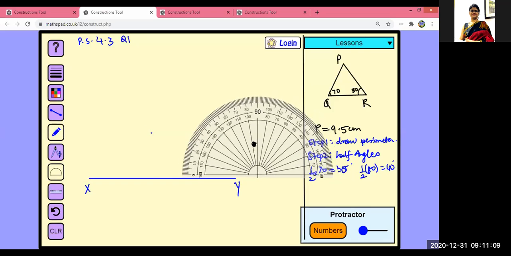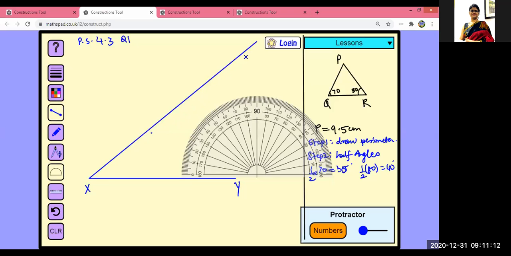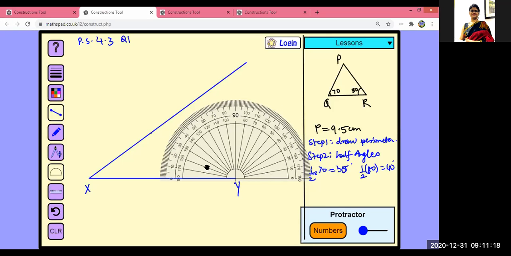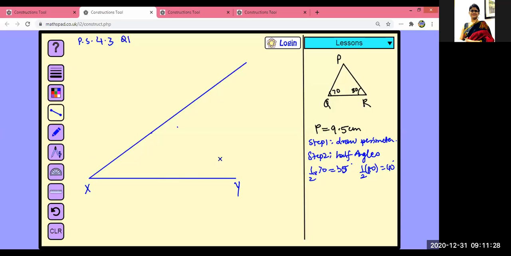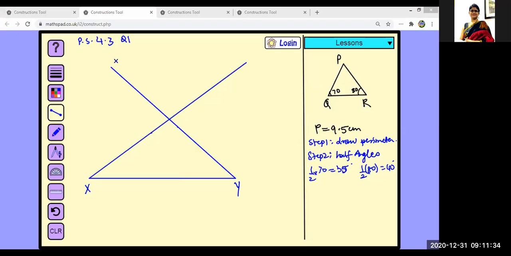And then likewise, we will draw another angle at point Y. Take the protractor to point Y and mark 40 degrees. So here we mark 40 degrees like that, and join this point. Joining these two lines, we get the vertex. So this is the vertex P. Okay, this is the vertex P. So step 1, step 2, step 3 is to get the vertex.